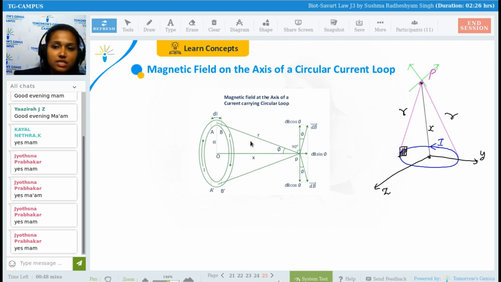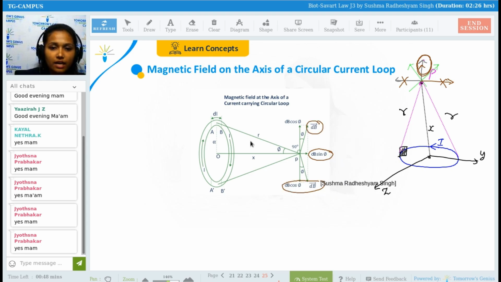Now, if we resolve this magnetic field, we see one component in this direction. Similarly, if we resolve the other, we get a component in this direction. So one magnetic field in this direction and another in this direction. If you see, this and this cancel each other, so we get the overall magnetic field in this direction. So this is the overall direction. This magnetic field and this magnetic field are cancelled to each other.